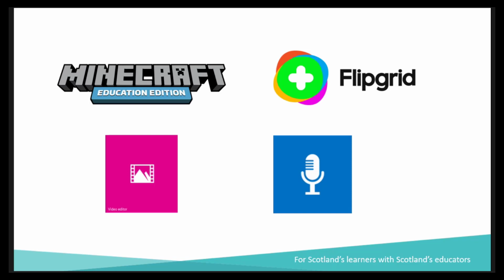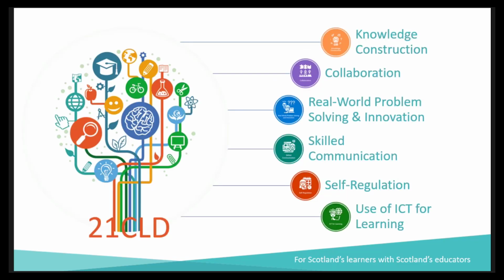Now, it's important to bear in mind, this is not going to be a step-by-step training on these 4 apps. It's more an overview of the possibilities of these apps and what they offer to you as an educator and your learners to support and enhance the 21 CLD, or the 21st Century Learning Design. So we know we've got the elements of knowledge construction, collaboration, real-world problem solving, skilled communication, self-regulation, and the use of ICT for learning. Now, hopefully by now, you've been investigating these 6 areas and their associated rubrics and the levels within those rubrics.